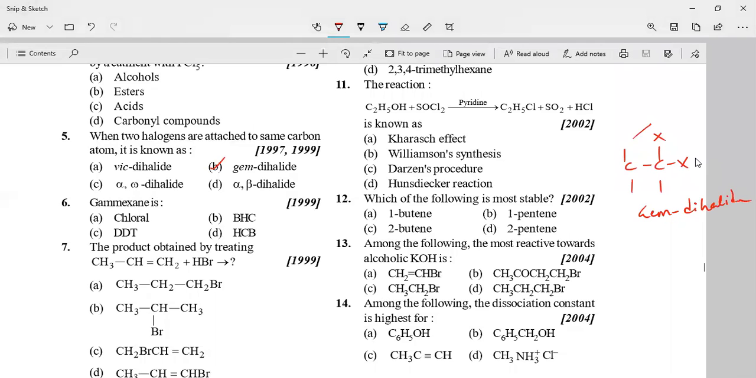And gamma hexane. What is gamma hexane? Benzene hexachloride, which we call BHC. That is what we call gamma hexane.